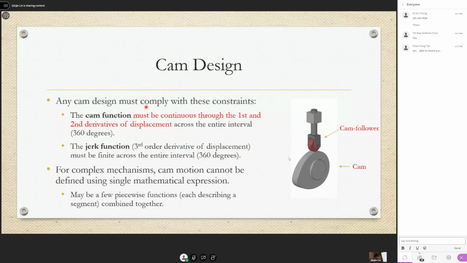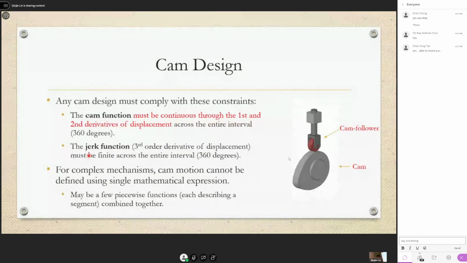Then the first point, what does it mean? First and second derivatives of displacement, that is actually your velocity and acceleration. So it must be continuous throughout the entire motion. You see 360 degrees, there must be some sort of function to describe all this displacement, velocity, and acceleration for this thing to make sense. So that's one of the criteria. Second one, the jerk function must be finite across the entire interval.